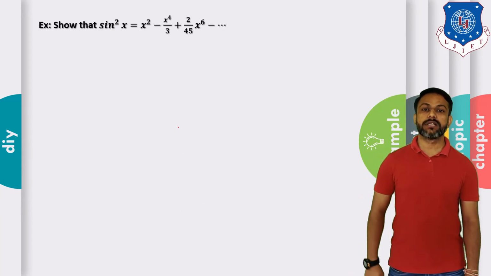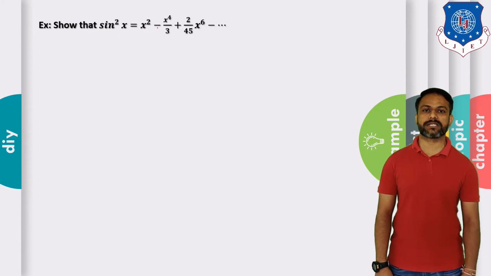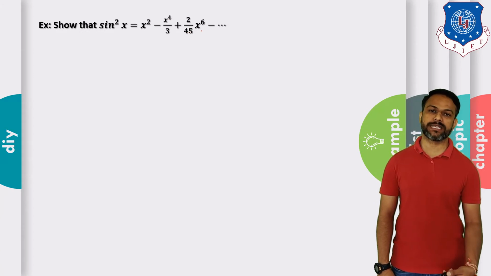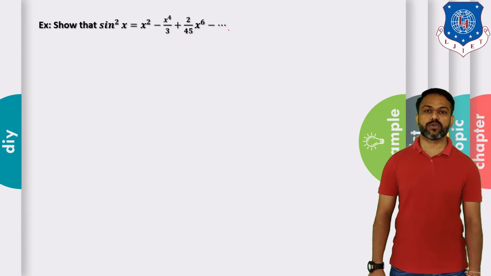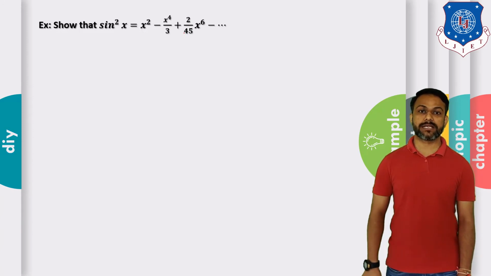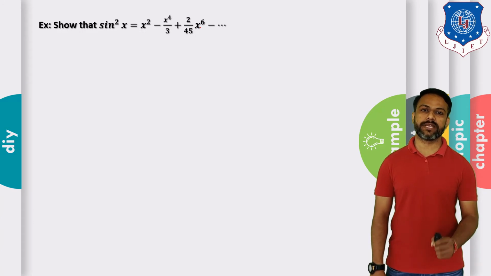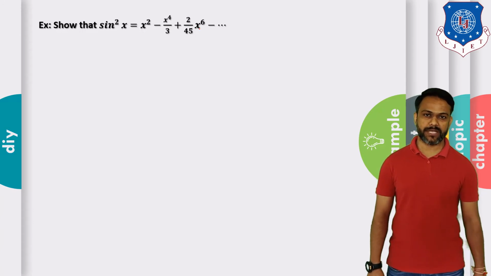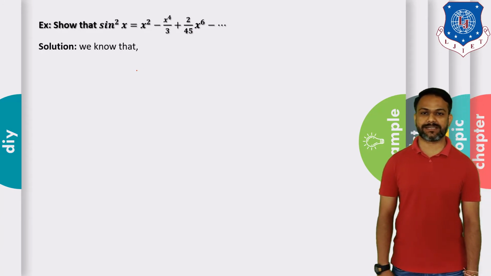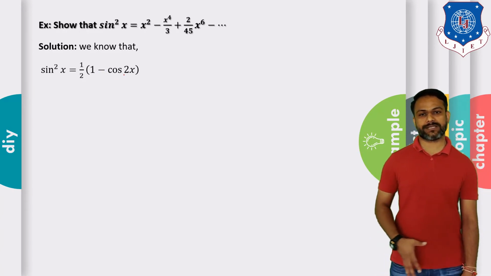Now one more example using standard expansion. Show that sin square x is equal to x square minus x raised to 4 by 3 plus 2 by 45 into x raised to 6 and so on. Here we have to expand sin square x in powers of x up to the term including x raised to 6 only. We know the trigonometric formula of sin square x, which is 1 by 2 into 1 minus cos 2x.